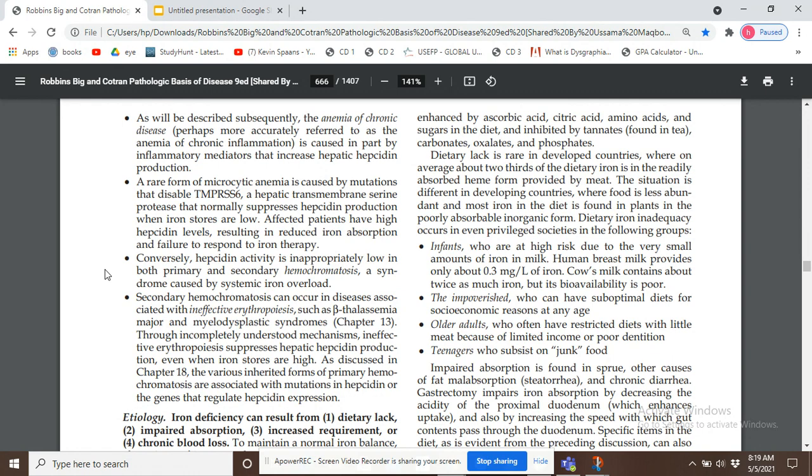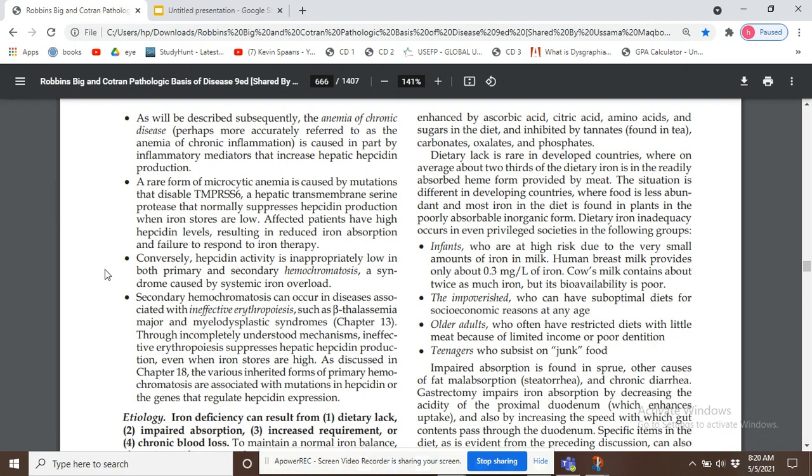As will be described subsequently, the anemia of chronic disease, perhaps more accurately referred to as anemia of chronic inflammation, is caused in part by inflammatory mediators that increase hepatic hepcidin production. We will discuss anemia of chronic disease in our upcoming lectures. So, in brief, in anemia of chronic inflammation, inflammatory mediators increase hepcidin synthesis in the liver, and we know what hepcidin can do.